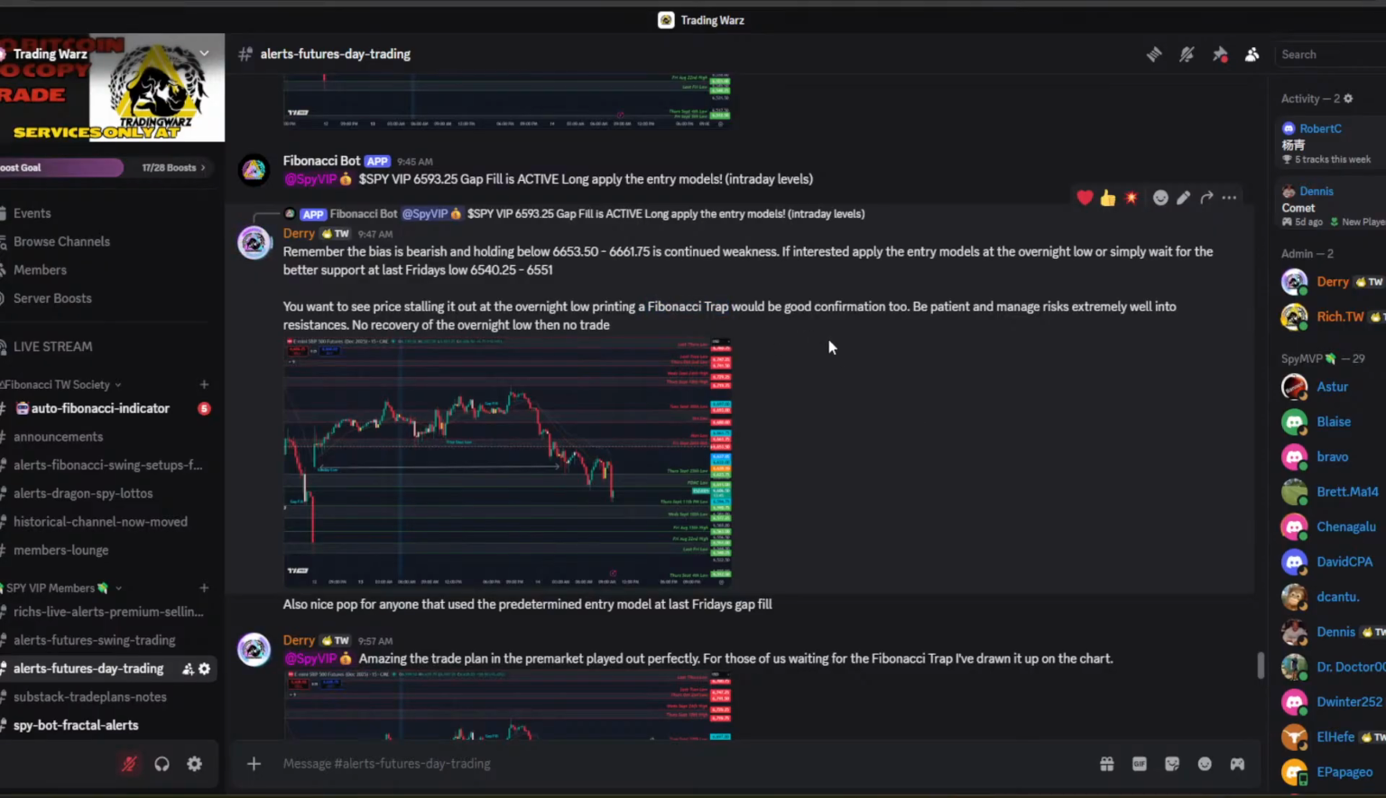But you guys know me, I love to just take false breakdowns. I don't really need much confirmation because I know the significance of the levels that I'm buying based on who's trapped and who's in control. The Fibonacci trap is fantastic for new traders though that struggle with getting trapped, right, when they're taking false breakdowns. False breakdowns take a little bit of understanding of what the levels actually mean. Each level is different. Be patient and manage risk extremely well into resistances. No recovery of the overnight low, then no trade.